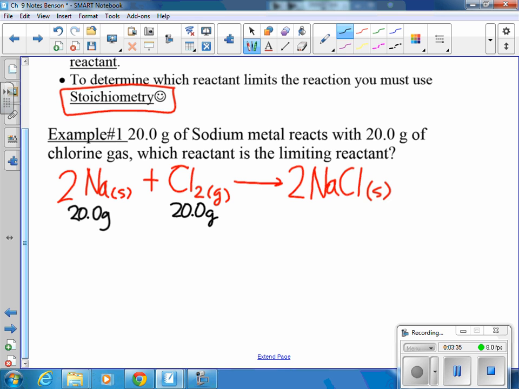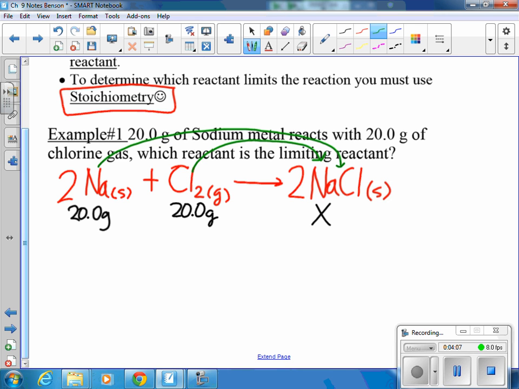Now the idea here is that I have to see which one of these is limiting. The only way I can compare is in moles or grams, whichever way you want to go, but I have to go all the way to the product. And so this is going to be my X. I have to get the 20 grams of chlorine to be how much I can make of NaCl. I have to get the 20 grams of Na to see how much I can get of that. And then I will be able to answer questions about the limiting reactant, excess reactant, and all of those sorts of things.